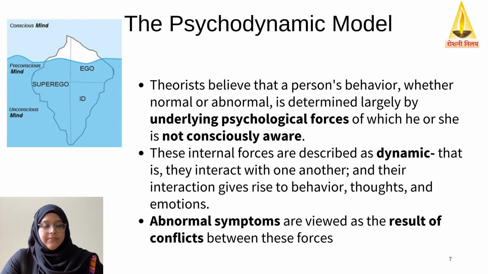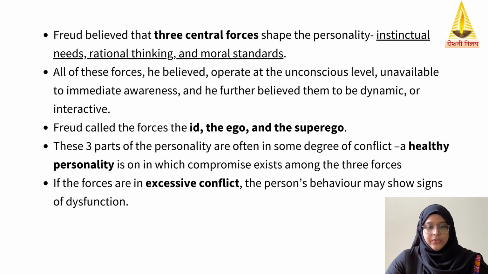The next model that we talk about is the psychodynamic model. In the psychodynamic model, Freud talks about how a person's behavior, whether normal or abnormal, is determined by underlying psychological forces which they are not aware of. These forces are considered dynamic and they interact with each other, and that interaction gives rise to behavior, feelings and emotion. When there is conflict between these forces, that can lead to abnormal symptoms. The forces he talks about are id, ego and superego.